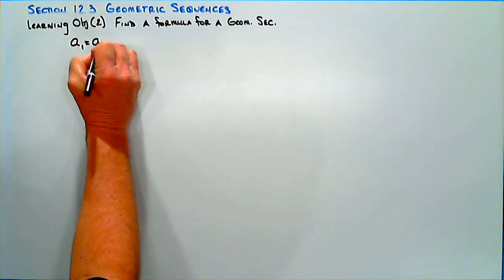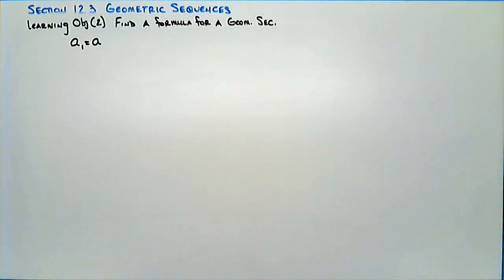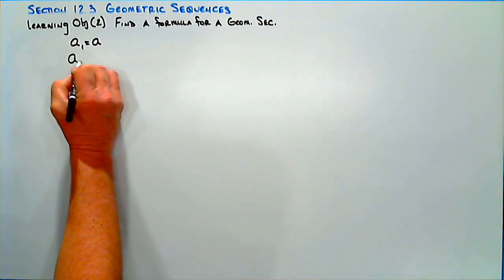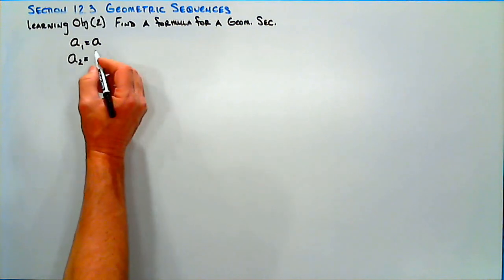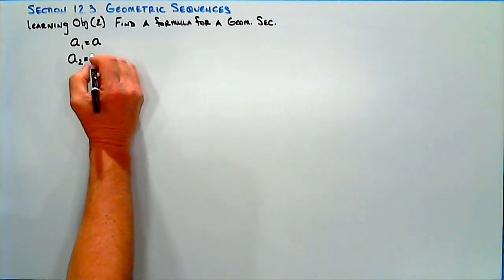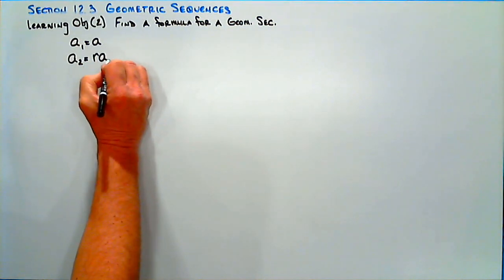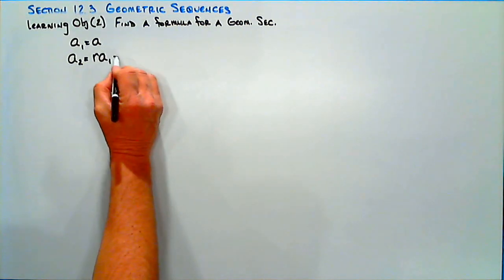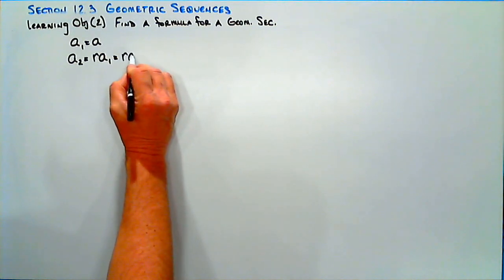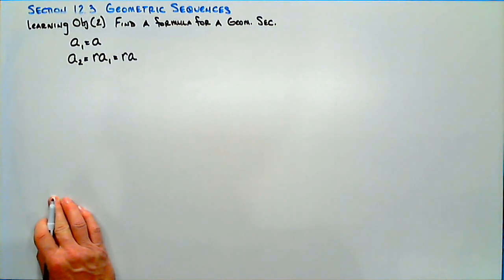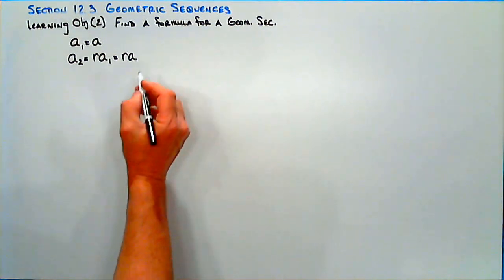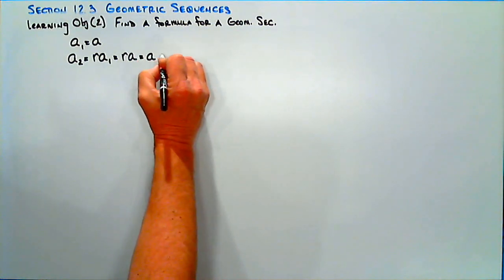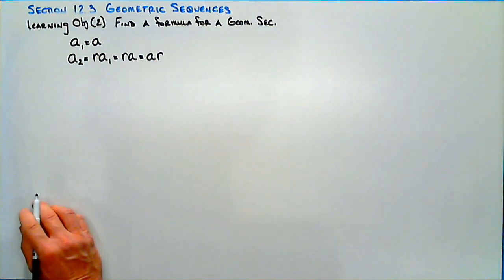We know our first term, A1, we know that's A. Right? What's our next term? What's our second term? Well, remember what our second term is by definition, right? Our second term is R times our first term. But we know our first term is A. So our second term is R times A. Now, what's going to be our next term? Now typically we write these with the A in the front. So I'm going to rewrite it like that.